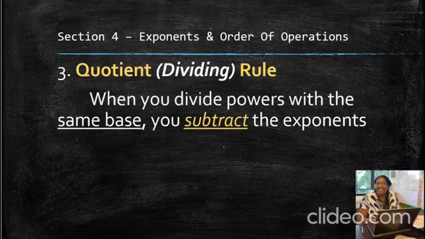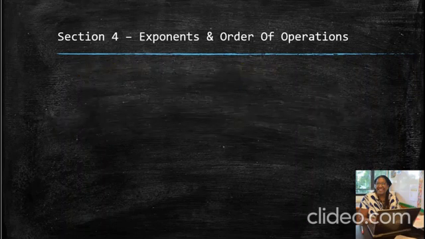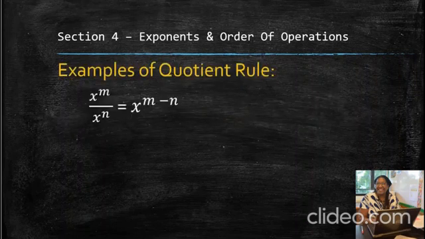Notice when we had the product rule, when we were multiplying exponents with the same base, we were able to add the exponents. But the quotient rule, when you're dividing exponents with the same base, says that you subtract the exponents. Let's look at some examples.